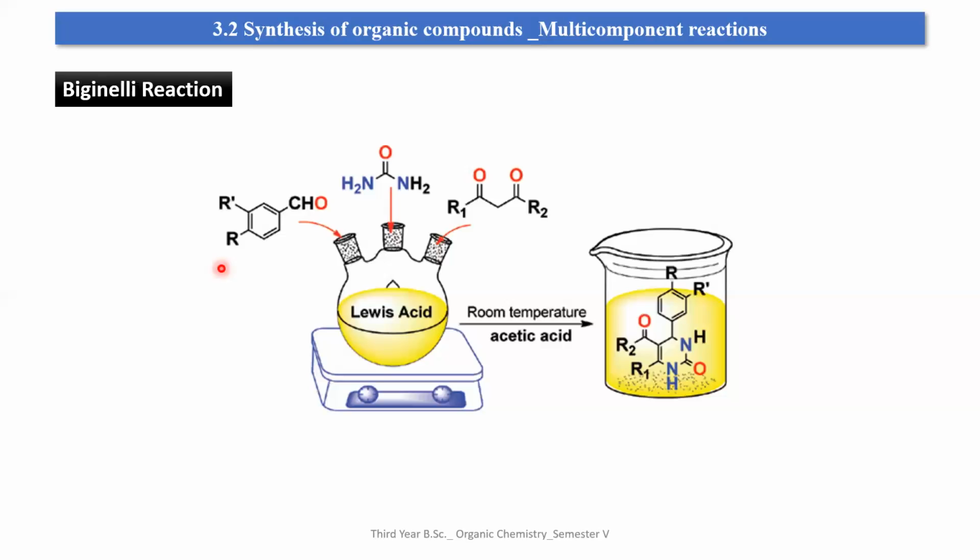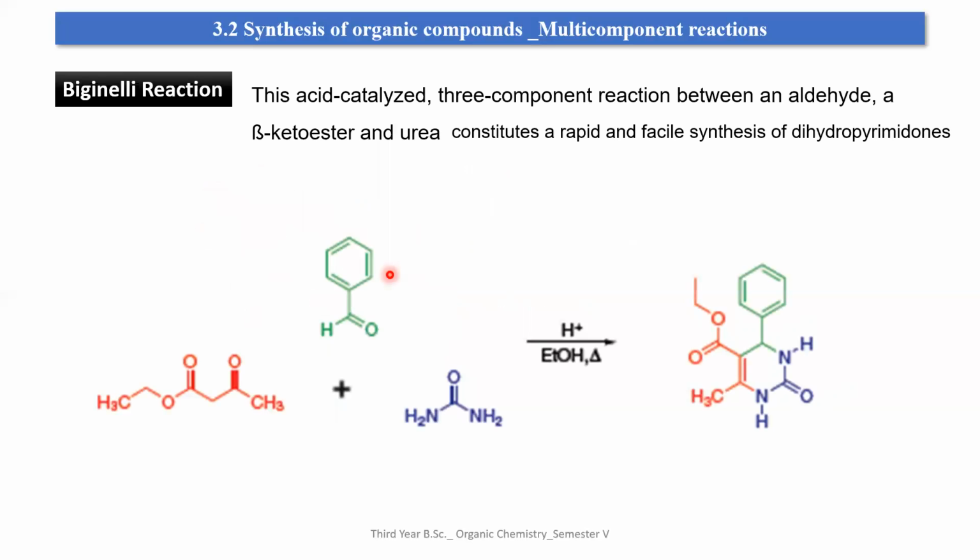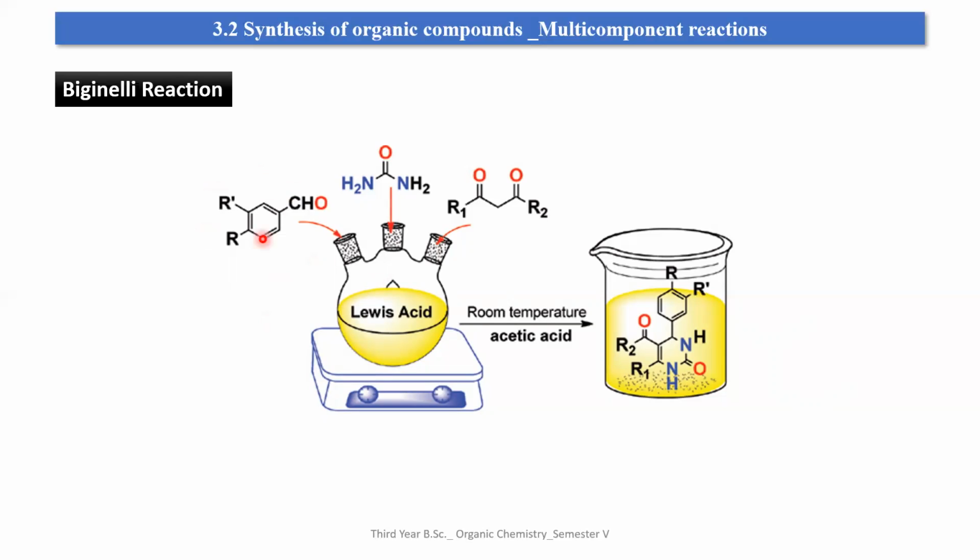So another example is that the aldehyde is going to be a substituted aldehyde, while in the previous case there is an unsubstituted aldehyde, right? The benzaldehyde is there, an aromatic aldehyde. Here also an aromatic aldehyde is there, but it should be substituted. Now you can see a substituted dihydropyrimidone is formed. So this is the second example, right?